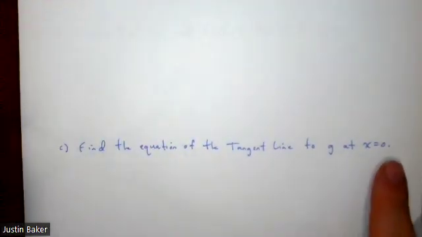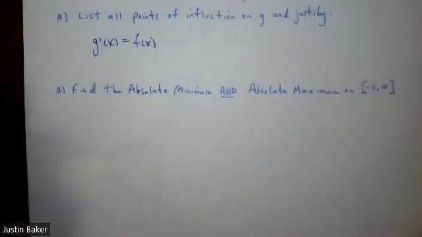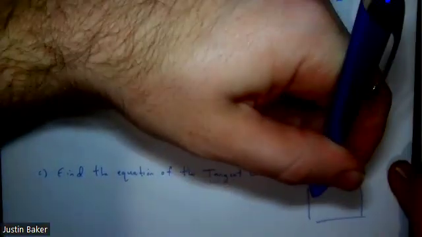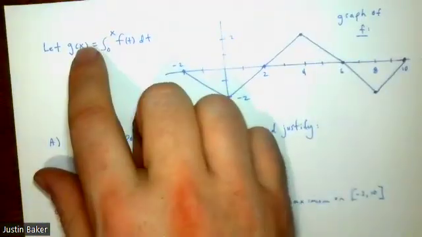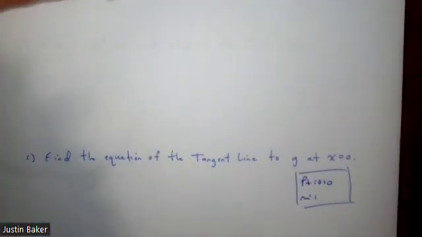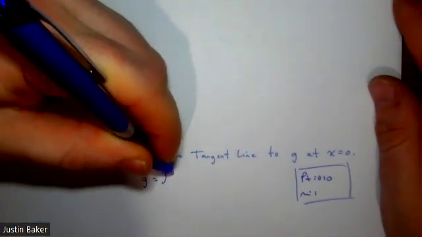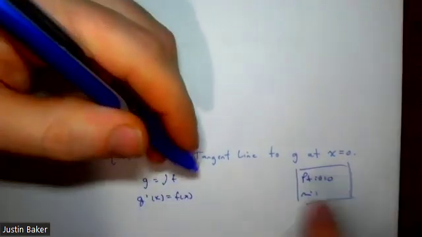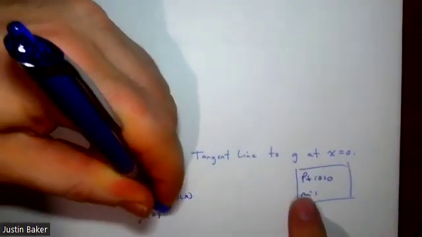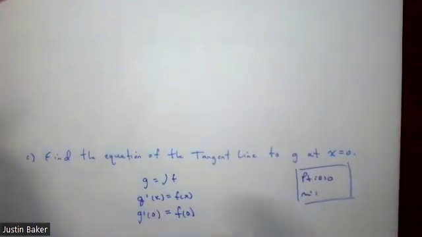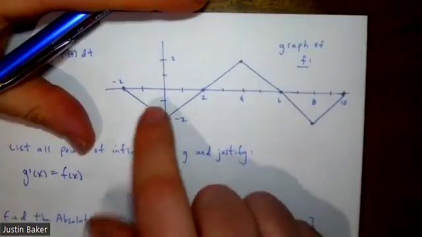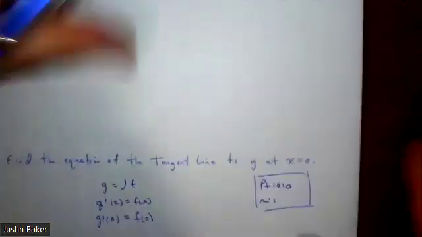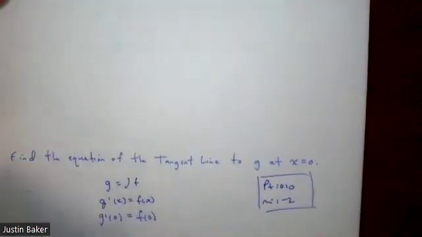Find the equation to the tangent line. So what do we know? At x equals 0, so the point would be 0, comma. If you plug 0 in, that results in 0. And then how do we find this slope? Well, we know that g equals integral f. So g prime of x is equal to f of x. So g prime of 0 is equal to f of 0. And this is the graph of f. So f of 0 is -2. And now you've got your stuff there.